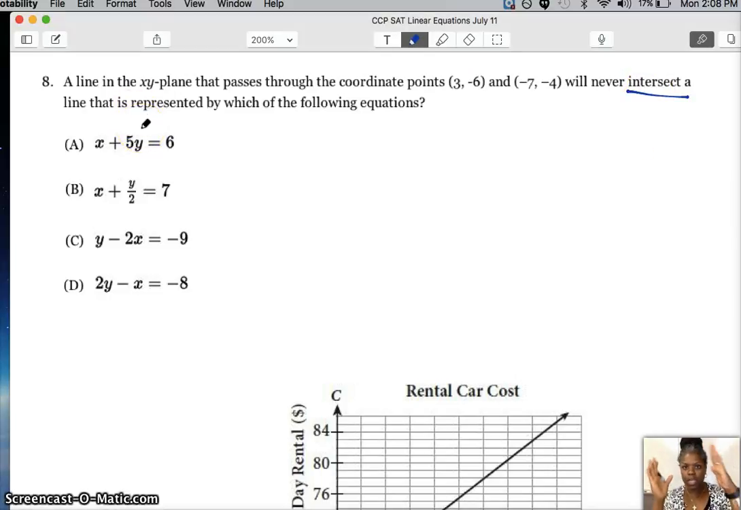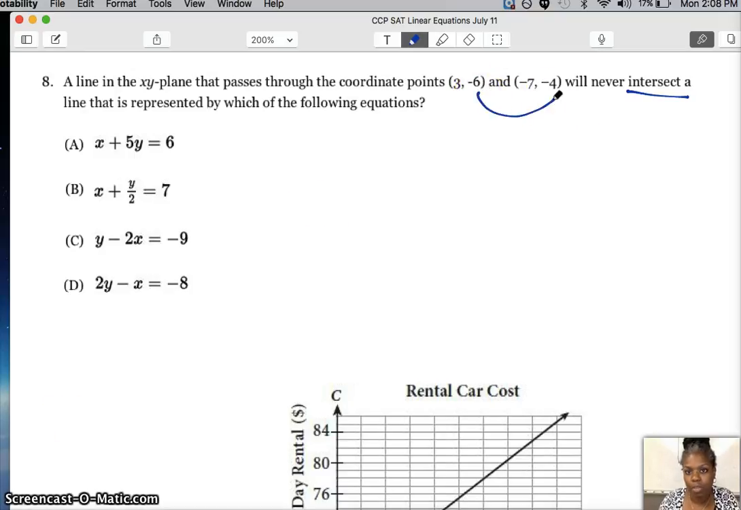Lines that don't intersect are parallel. We kind of talked about it last time in the last problem. So we know that we're looking for something that is parallel. So we don't really need to know the equation of the line. What we do need to know is what the slope is. So I'm going to perform the simple thing that we did last time, where we figure out what the slope is by doing change in y over change in x.